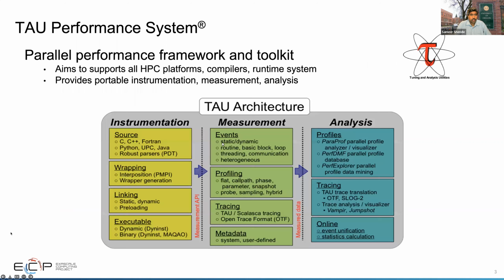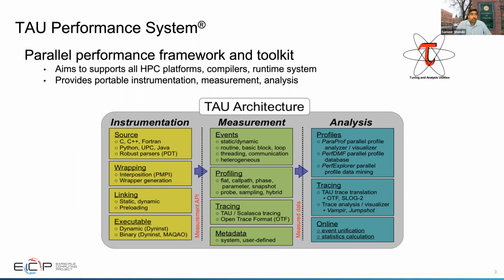There are three main components of TAU: the instrumentation, where you add hooks to your code; the measurement component, where we can generate profiles and traces; and the analysis component, where we can look at the performance data and visualize the data using tools such as ParaProf and PerfExplorer, and third-party trace analyzers such as Vampir, the Chrome browser, and also Jumpshot, a trace analysis tool that ships with TAU.